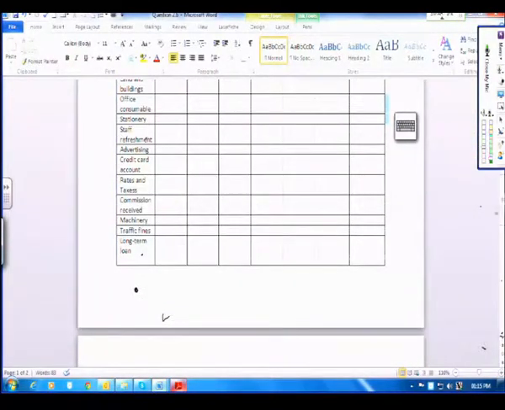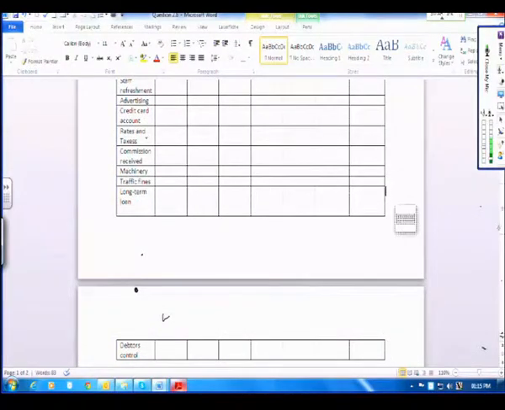All right, here we go. So that's our debtors control. So debtors control, it's our last item.